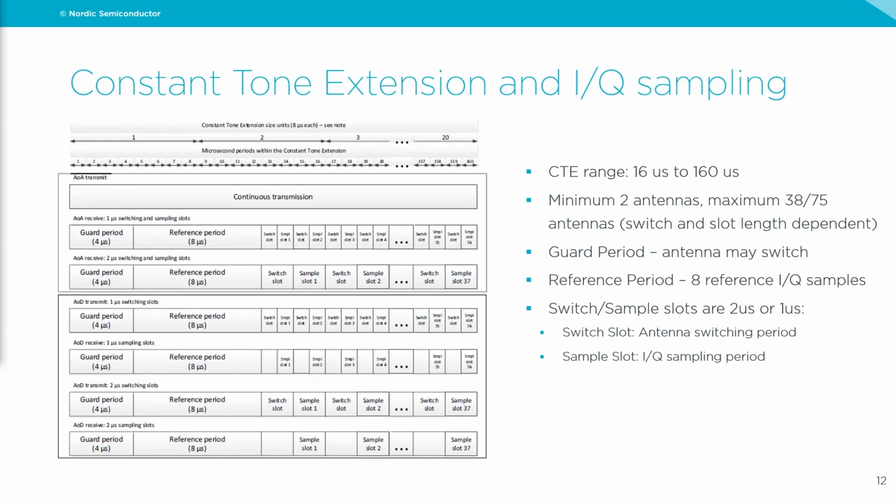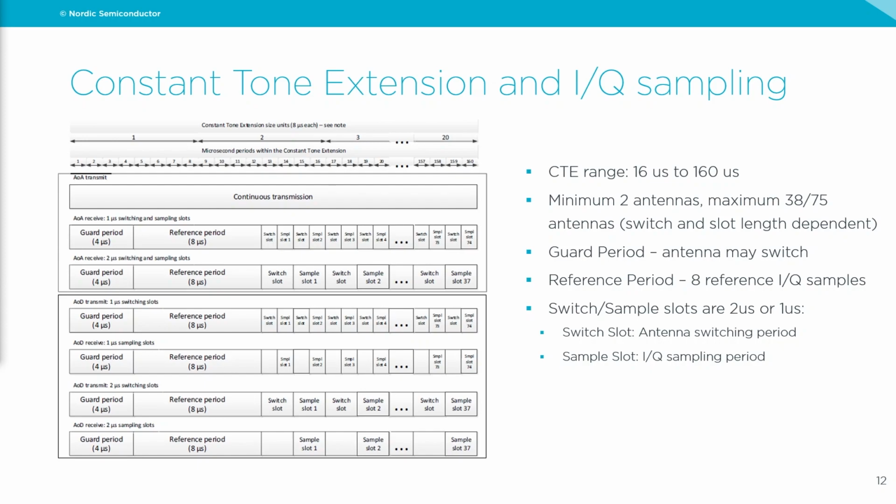There are a lot of different options when you set this one up. You can have a programmability on the length of the CTE. You can set up if you're going to use the 1 megabit or the 2 megabit PHY. You can have how many antennas you want to have. Everything between 2 antennas and up to 38 or to 75, depending on the time slot you're using.